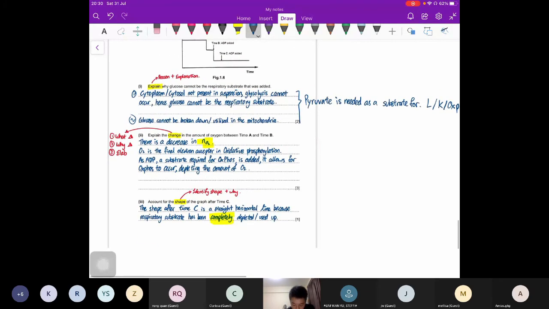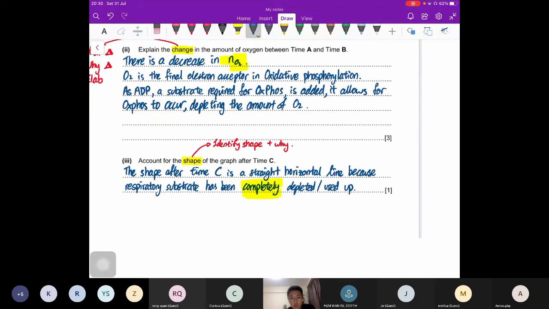Then lastly, account for the shape of the graph after time C. After time C, it remained the same. This is like your typical practical kind of question, typical enzyme kind of question as well. So you have to identify your shape and explain why it is that shape. The shape is a straight horizontal line. It is a straight horizontal line because your respiratory substrate has been completely depleted, completely used up. The keyword here is completely. If you don't use the word completely and just say it has been used up, it is left open to interpretation. Sometimes they might not give you the mark because they say there's still some left. Completely is needed, and the shape of your graph is needed.